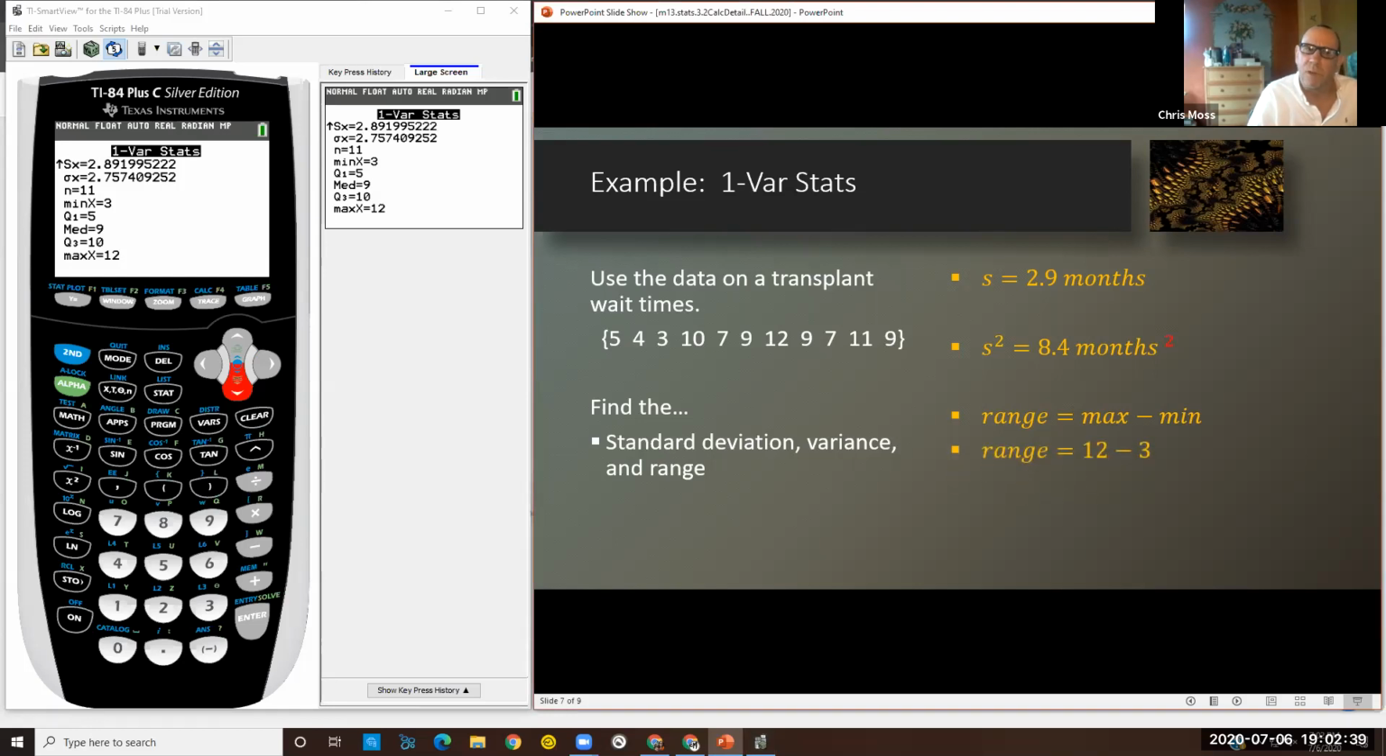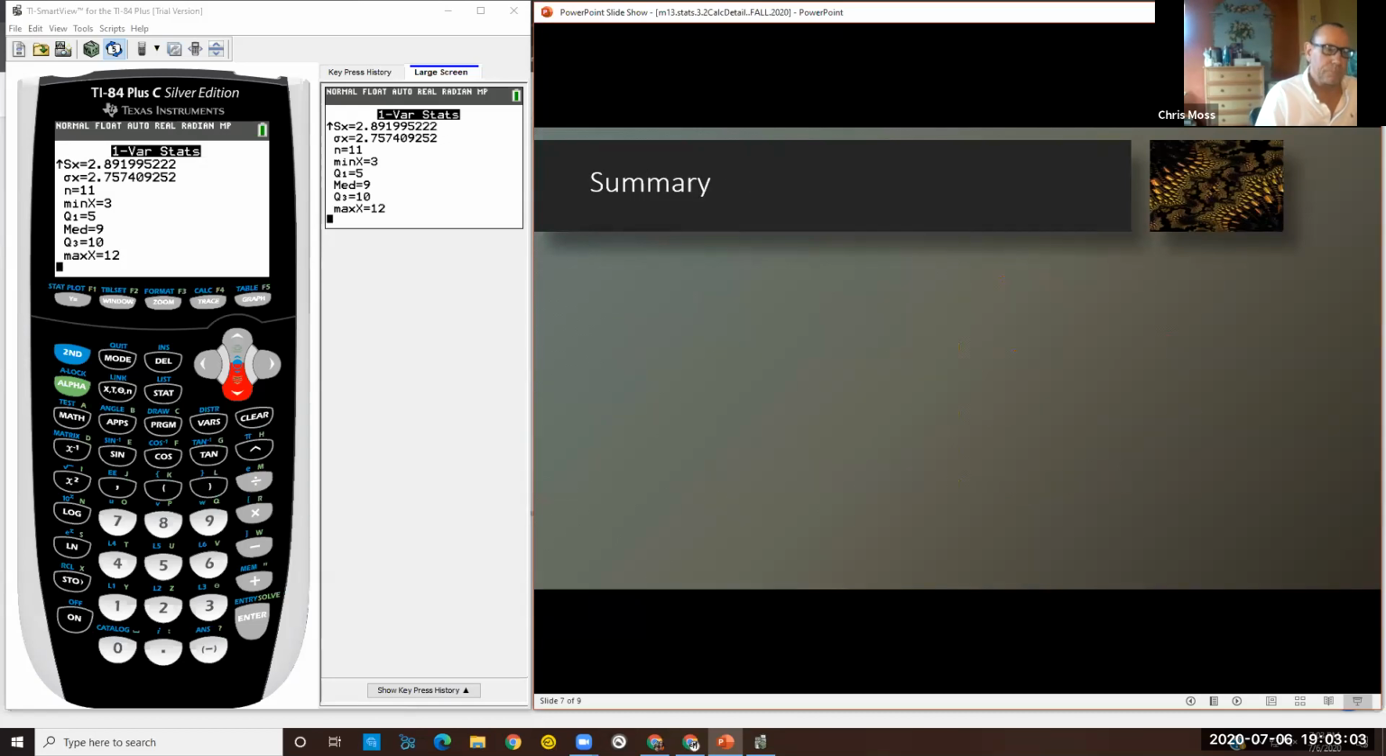Maximum is 12, minimum is 3. In terms of months, 12 minus 3, we have a range of 9 months. And I'll present it as 9.0. Again, I'm honoring that rounding rule. Oh, but you say, I don't need the 0. Yes, you do. You want your data to look the same in terms of presentation. Presentation is an important component in any sort of statistical analysis.